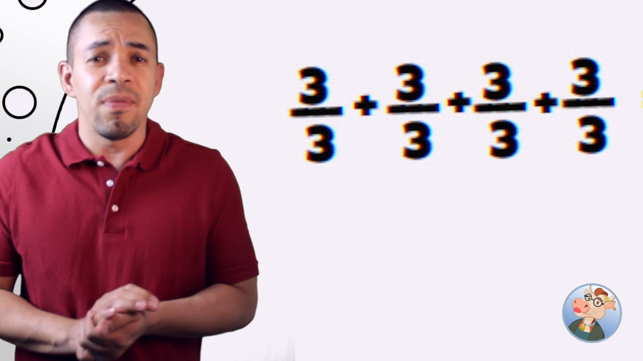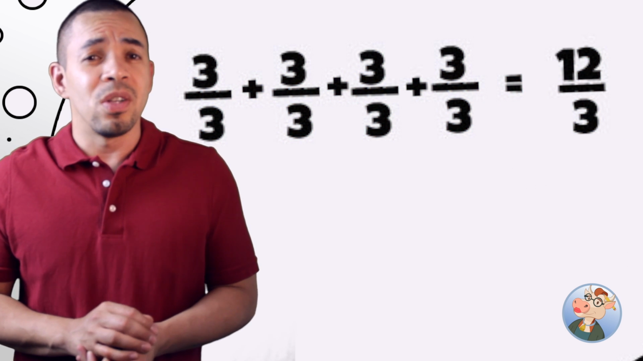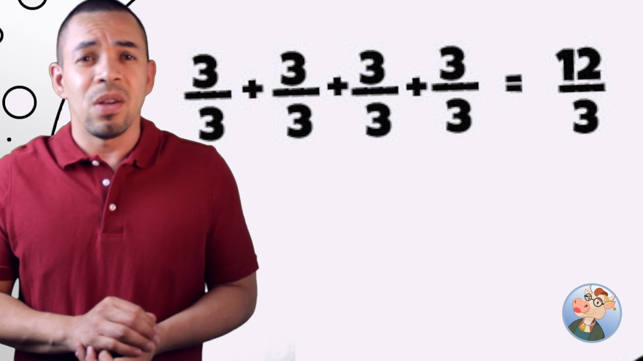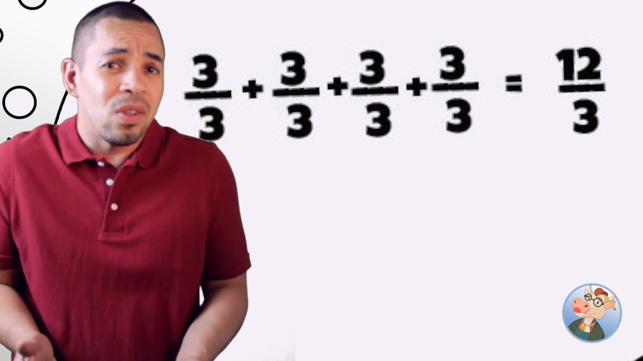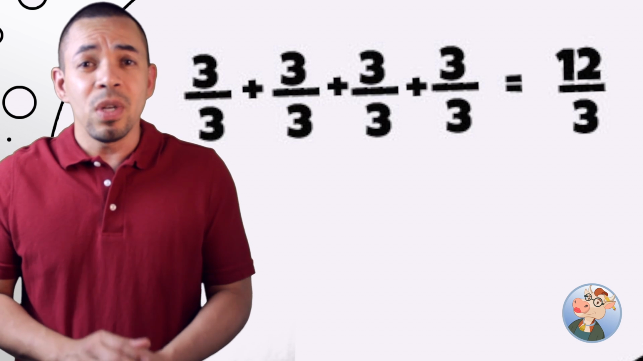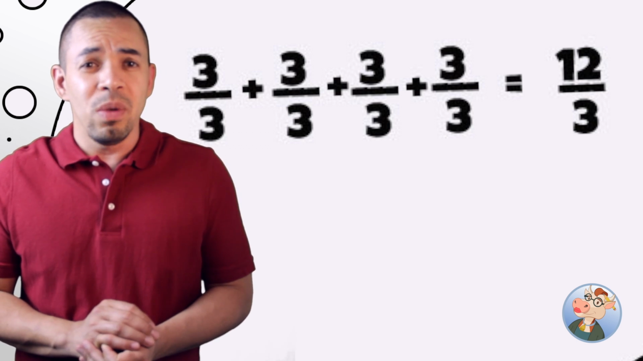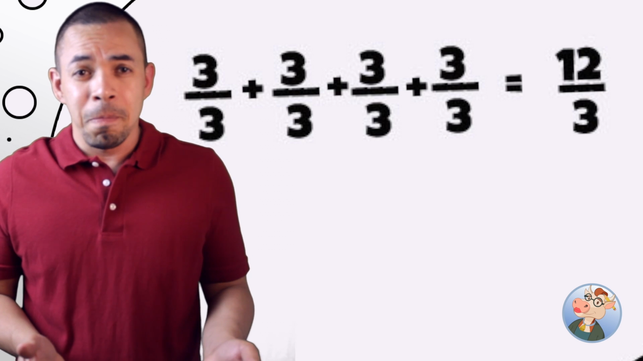Let's keep repeating this process and add up the fractions until we get 14 or close to it. 3/3 plus another 3/3 is 6/3, plus another 3/3, and let's go ahead and add another third. We're up to 12/3. Remember, we need to get 14/3, close to it but not going over. If I add another 3/3, we would go over, so I will stop here.